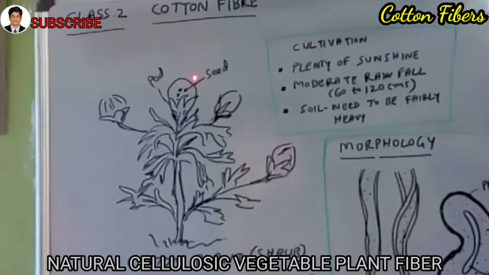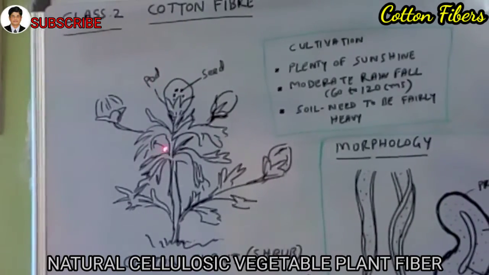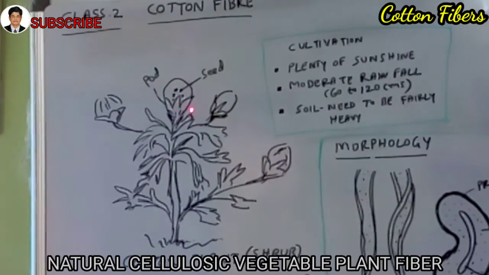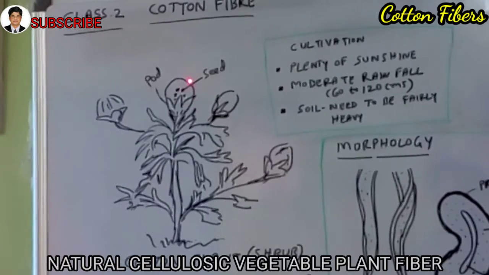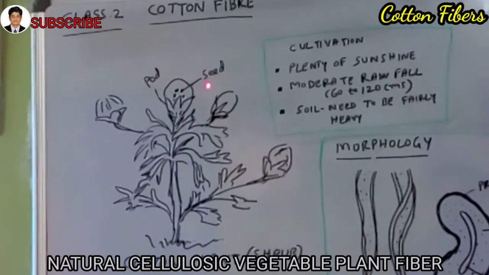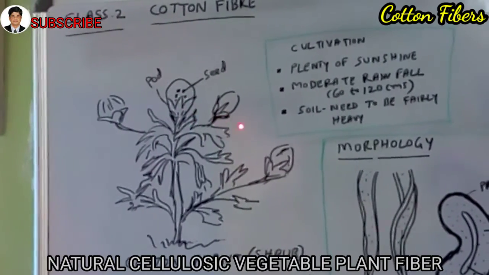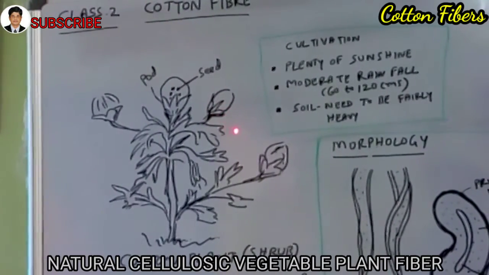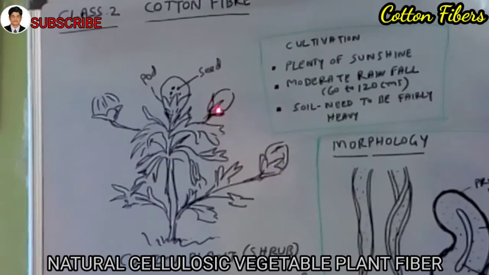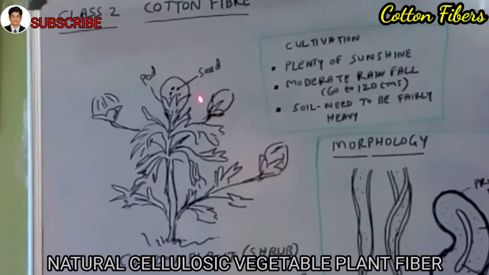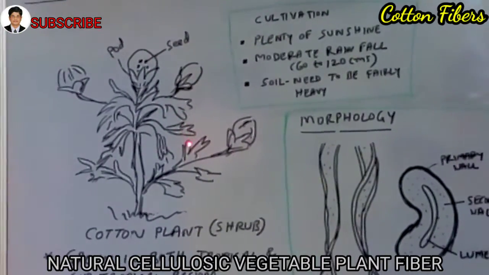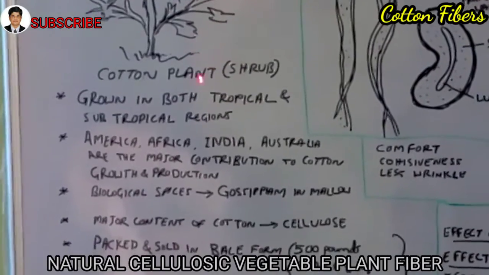In olden days there was the hand roller gin. Slowly technologies updated and improved. Nowadays automated ginning machines are there. The efficiency of the ginning machines per day or per hour has improved a lot. When the ginning process is completed, the outcome of the ginned fiber is pure cotton.